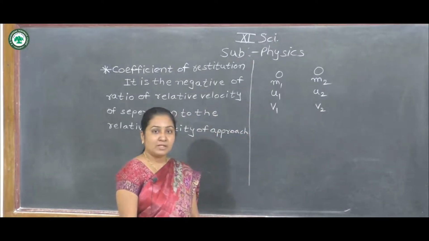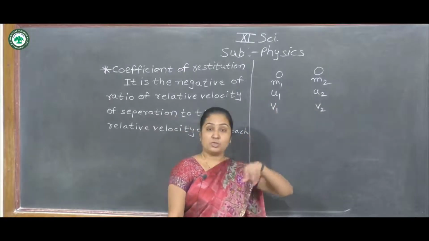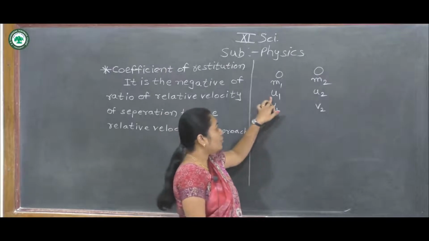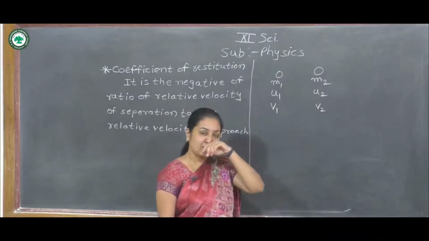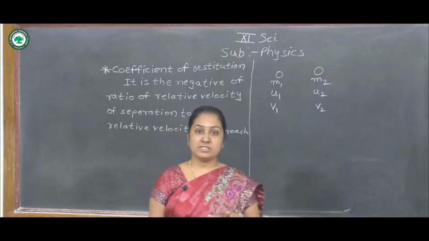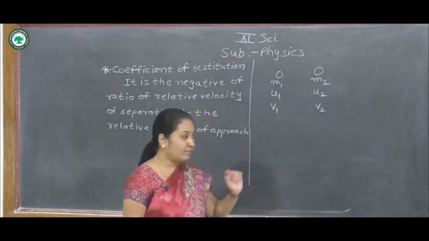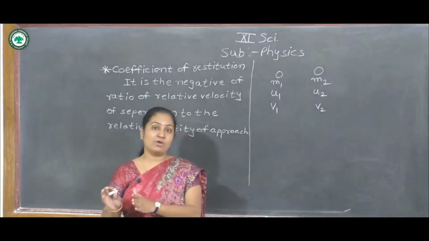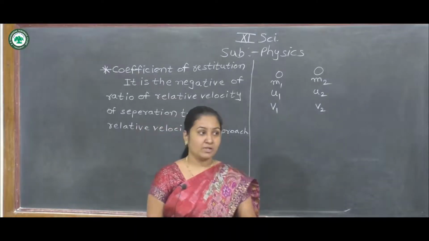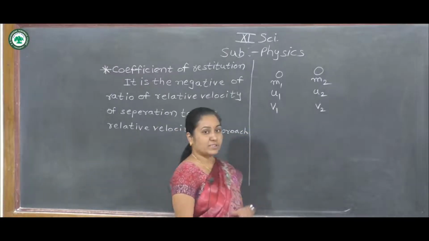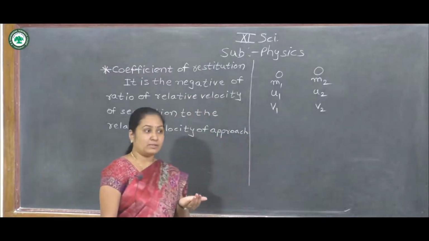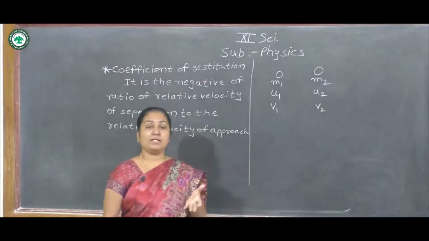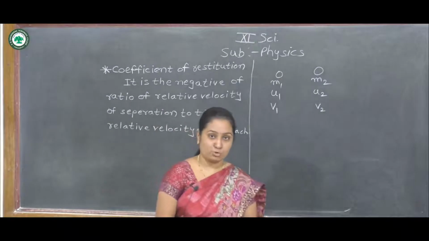So these are some terminologies used in collision: u1 and u2 are the initial velocities of the objects, and v1, v2 are the final velocities of the objects. Now by considering these velocities we can find the relative velocity of separation, and similarly the relative velocity of approach.